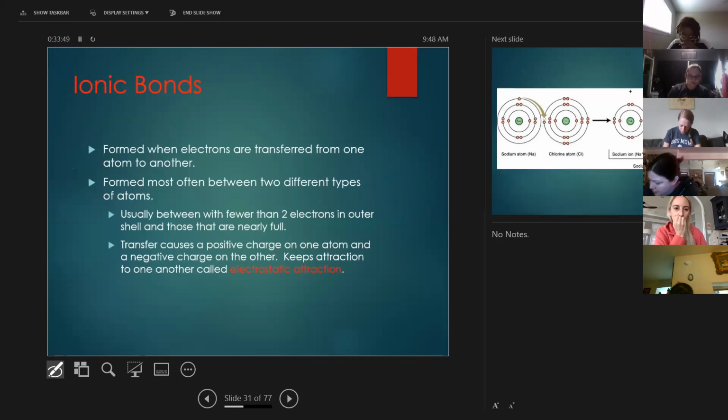When I gain an electron, I become a little bit more negative. If I lose an electron, I become a little bit more positive. What do we know about opposites? They attract. So this is attraction by electrostatic, positive and negative coming together.